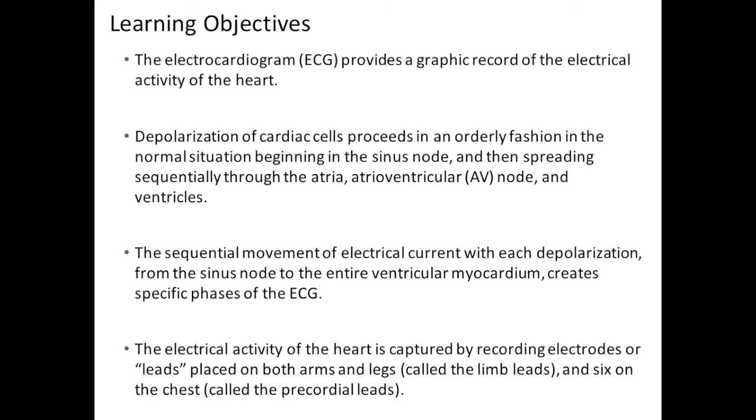And that lastly, the electrical activity of the heart is captured by recording electrodes or leads that are placed on both the arms and the legs, which we call the limb leads, and 6 on the chest that we call the precordial leads.